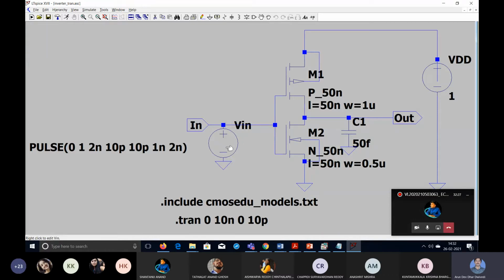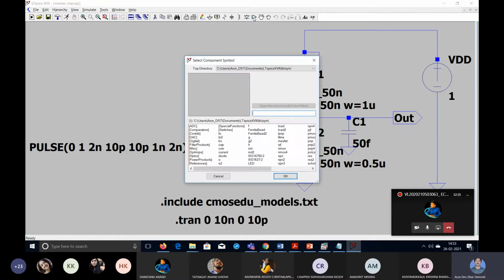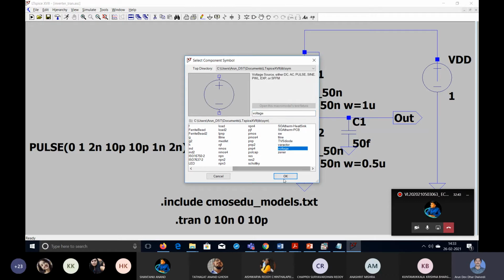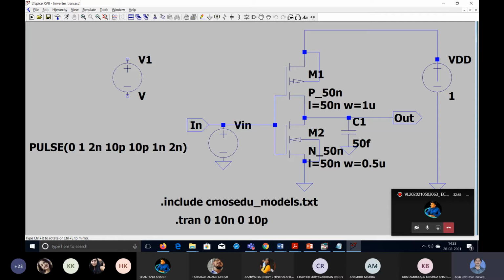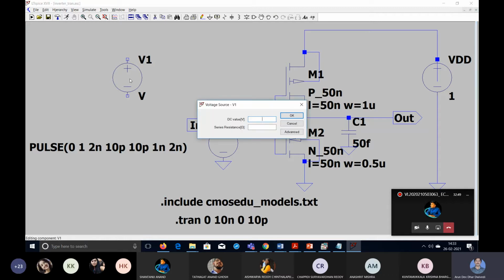Here it looks the same from the symbol, but we have done some modification. How to do the modification, that I am explaining. If you go to the symbol and take a voltage source, click OK, place it here and escape, then right click. By default it is asking for some DC value only, and it works like a DC voltage source.